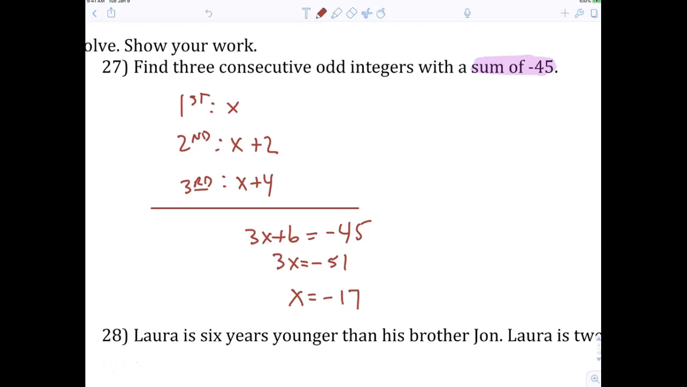All right, now here's where you have to be careful. Negative 17. What will be the next number? Yes, very good. A lot of people actually say 19. And then the final number would be what? Negative 13. All right, everybody good with that? Does that make sense now? Good. Negative 17, negative 15, negative 13. That's the answer. You with me on that?